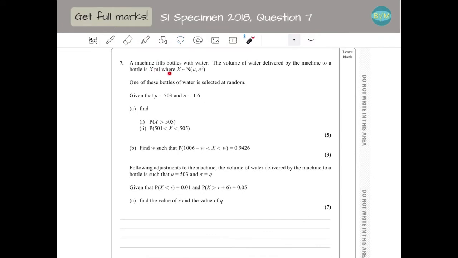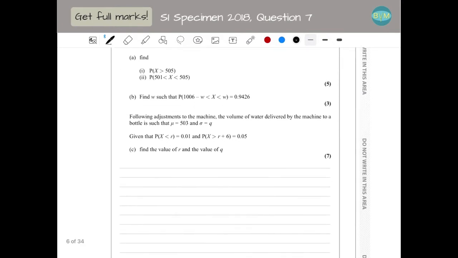You have a machine that fills bottles with water, and the volume of water delivered by the machine to a bottle X is normally distributed with mean 503 and standard deviation 1.6. We have to find first two probabilities. For A, the first part is the probability of X being greater than 505.